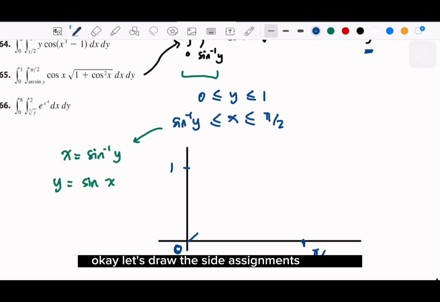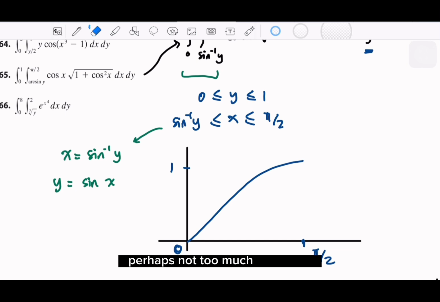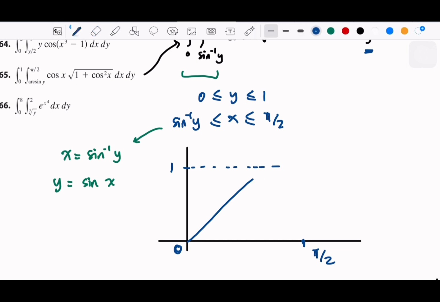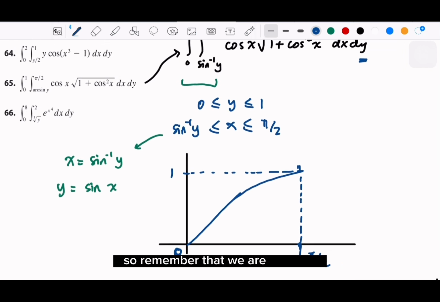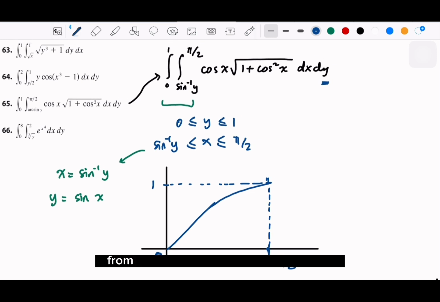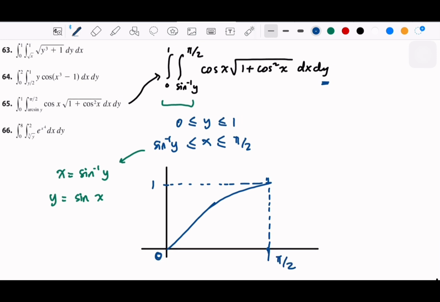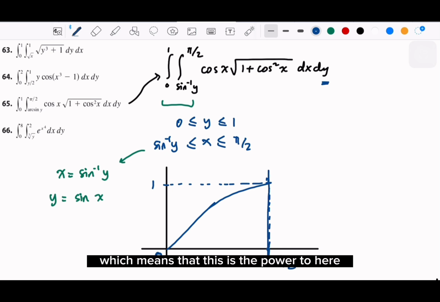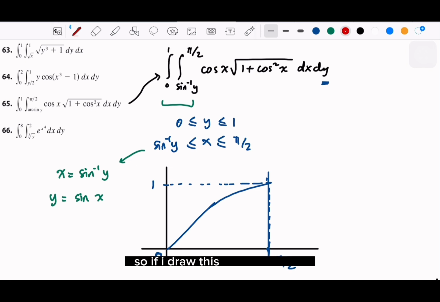Okay, let's draw the sine. Sine is like that, perhaps. Not too much. Let me write here. Okay. Now, which part is our area? So remember that we are going from sine inverse y to pi over 2, which means that this is the pi over 2 here. And we are going from 0 to 1. So if I draw this, it could be this, or it could be this, right? Or it could be this. So the constant is 1, right? Constant is 1. So we should start from this side.